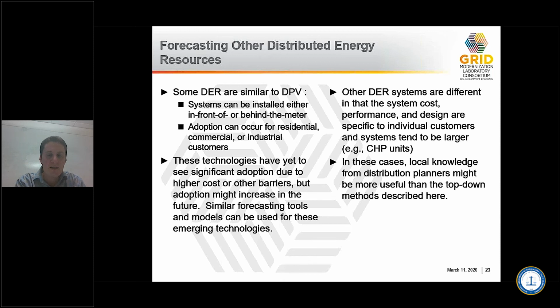And then other DER technologies are really totally different than distributed solar. So the main one that comes to mind is CHP, where it is very specific to its end use. It tends to be installed by large end users, primarily industrial users, in which case a sort of broad-brushed approach may not be appropriate, and in fact, local knowledge from distribution planners may be more valuable than a top-down model. Next slide, please.